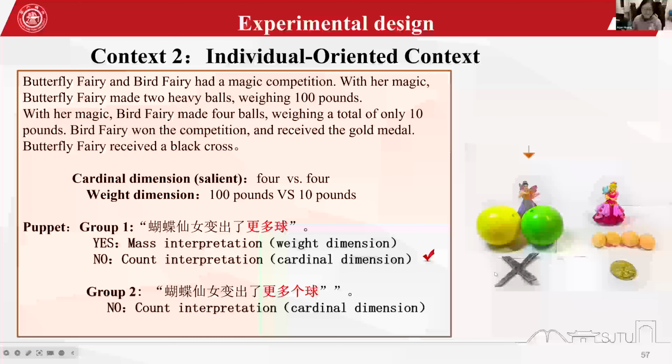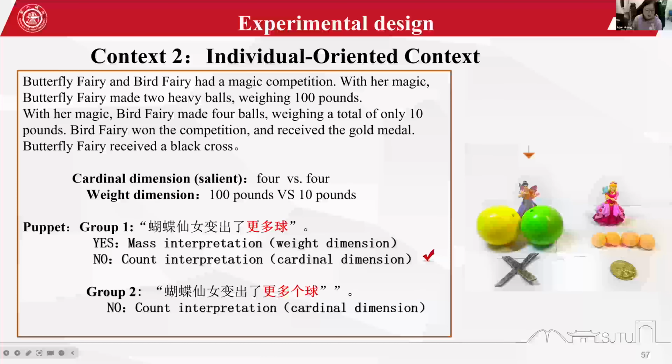You can see most of the story details are very similar to the amount-oriented context, but one important difference is the medals. Here, we give the gold medal to the bird fairy who has more balls. So we try to use this clue to tell the participant that in this story, the number is the most important information for making the judgment. So even though we have the similar dimensions, the cardinal dimension and weight dimension, we underscore more about the cardinal dimension here. So that's why we call it individual-oriented context.